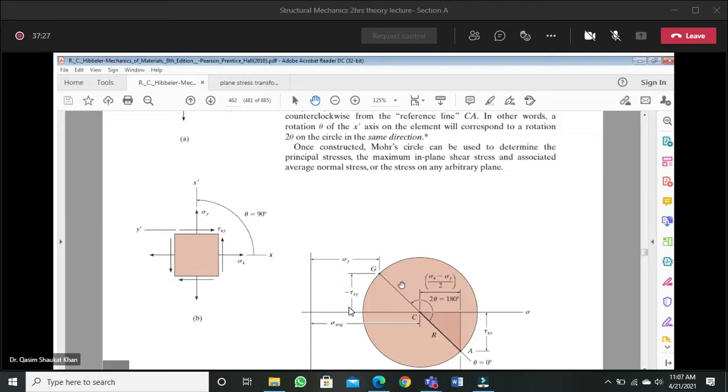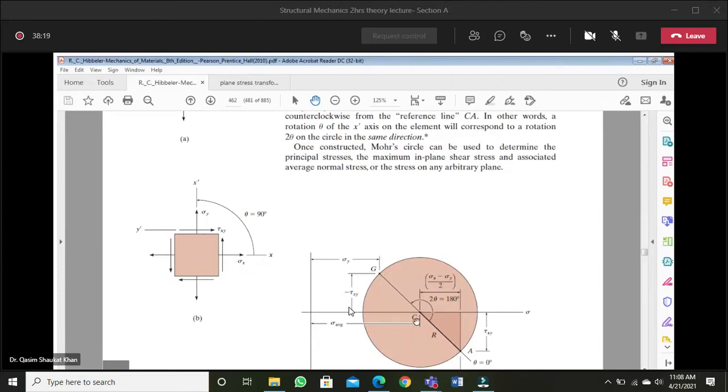The rotation on the Mohr circle is 2 times the rotation on the element in the same direction, 180 degrees counterclockwise. So always remember, the second important point about this Mohr circle is that rotation on the element will be theta, and the rotation on the Mohr circle for the same rotation will be 2 theta. So this is my point G, and you can see now the difference between point A and point G is 180 degrees. So rotation on the element will be twice here. On the Mohr circle, the rotation will be twice the rotation on the element.